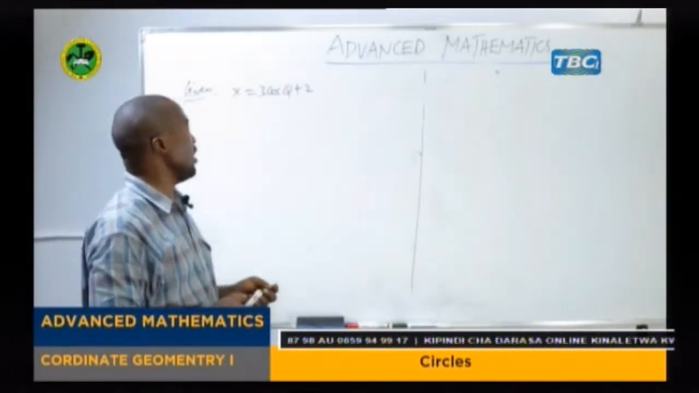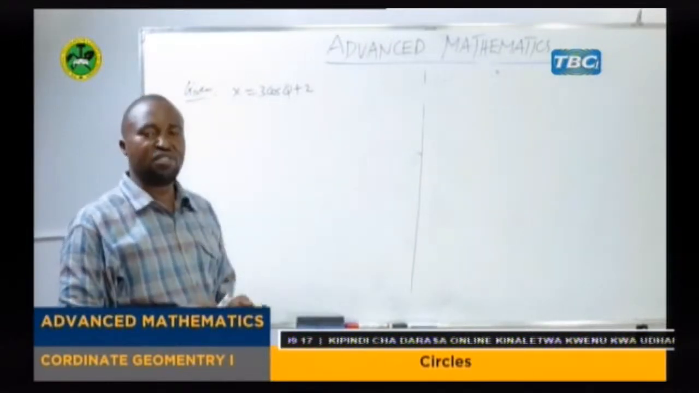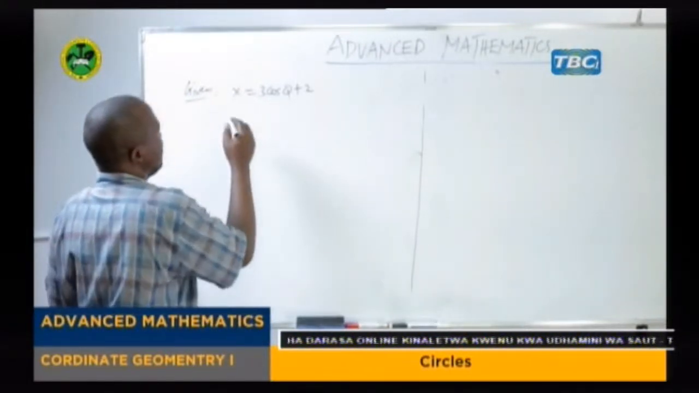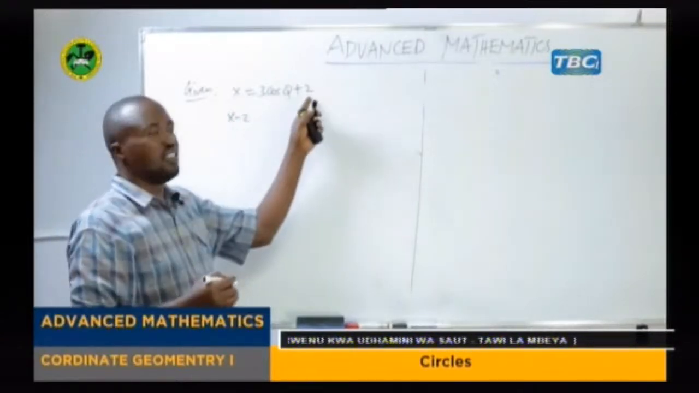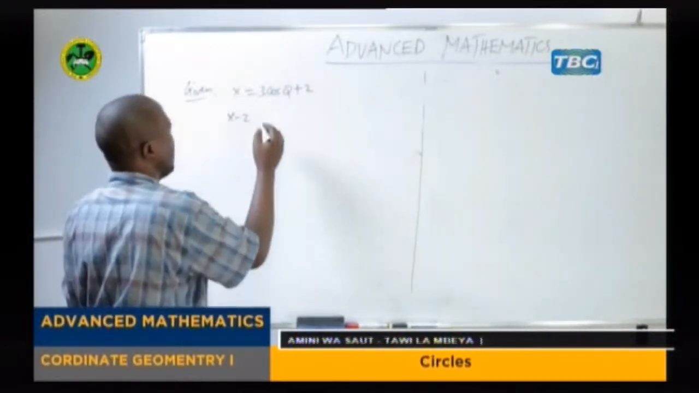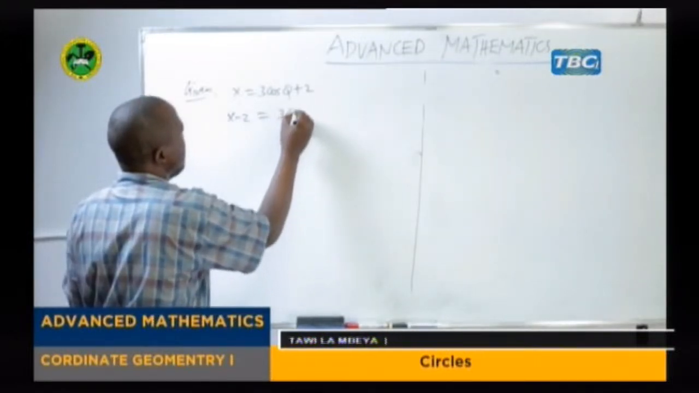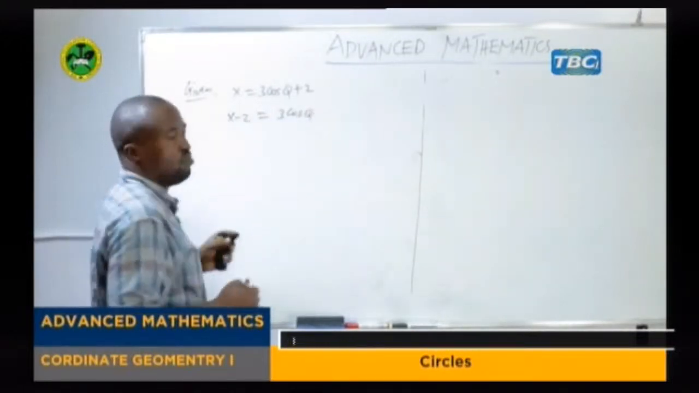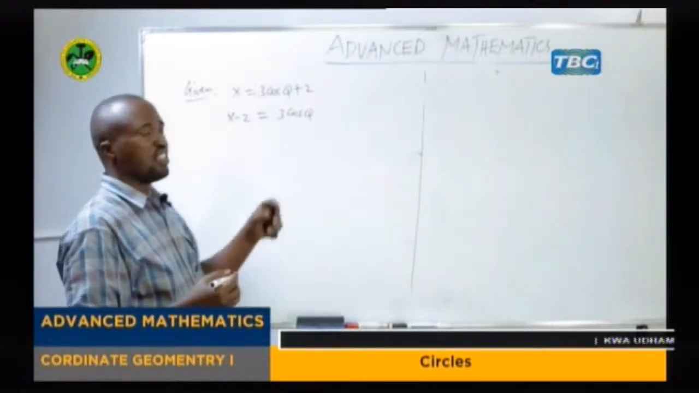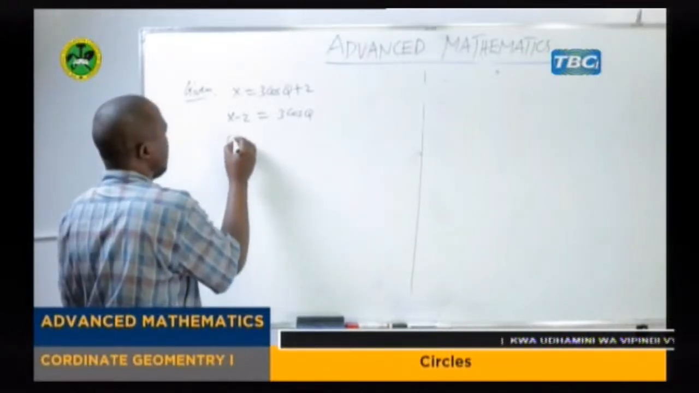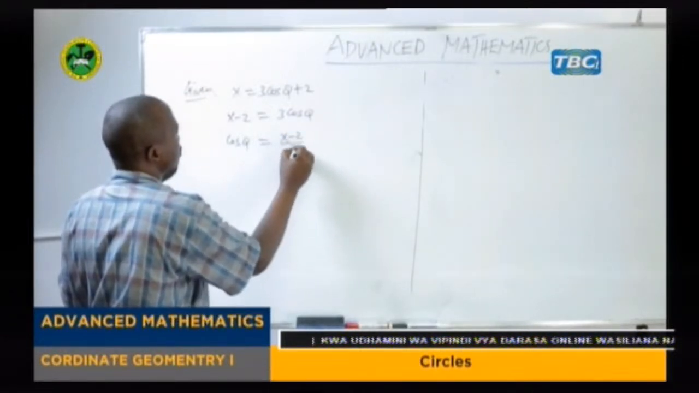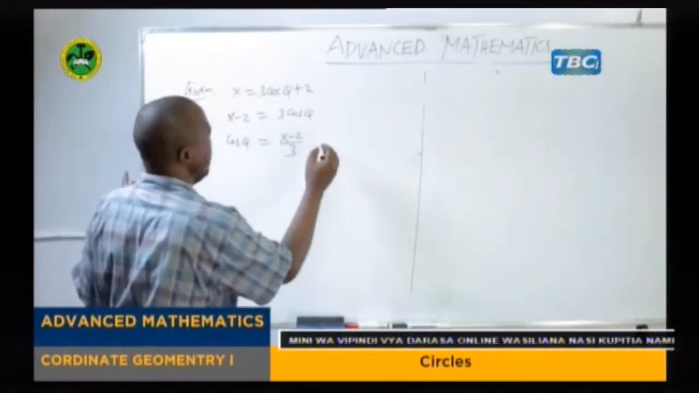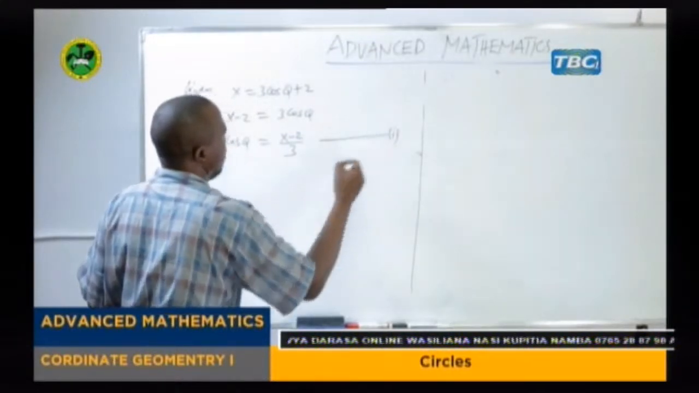So dear student, here we can make cos q the subject. That is x minus 2, just shift 2 to our left hand side, which is equal to 3 cos q. So making cos q the subject, we are going to have cos q is equal to x minus 2 over 3. Call that equation 1.